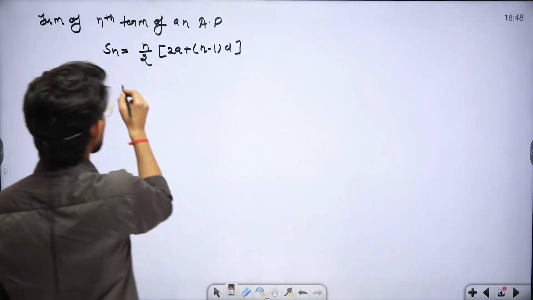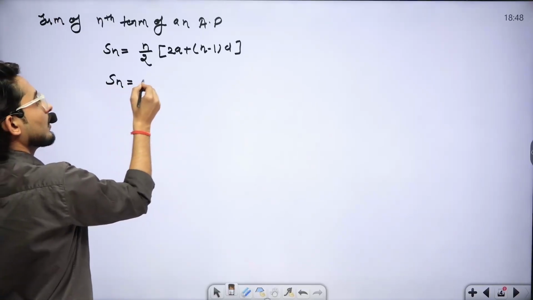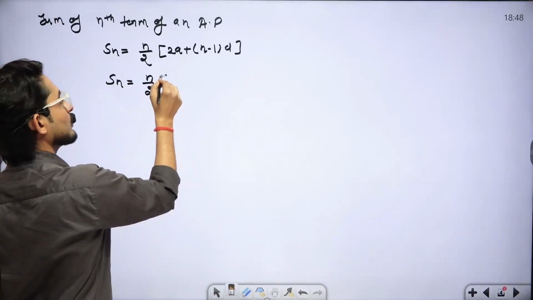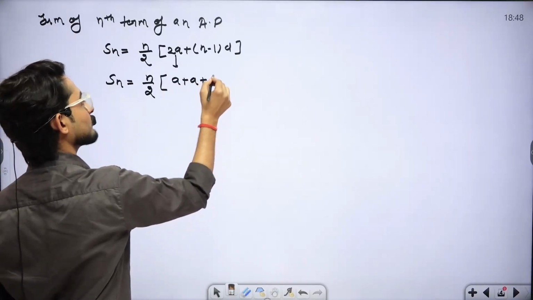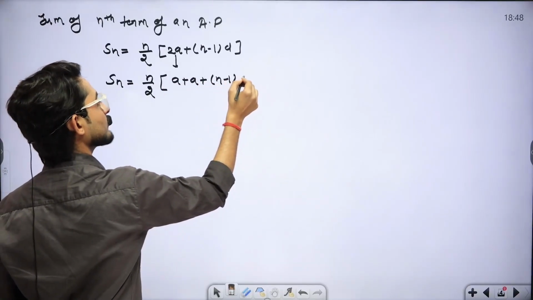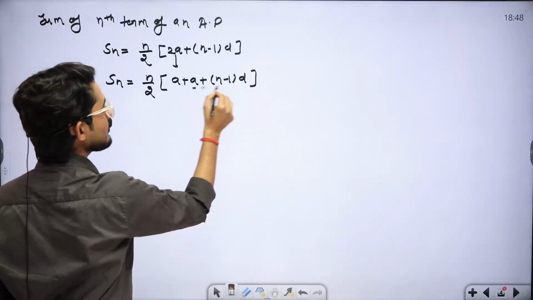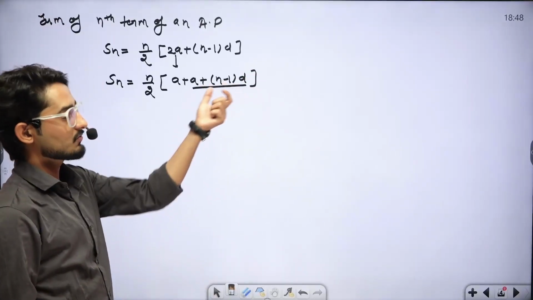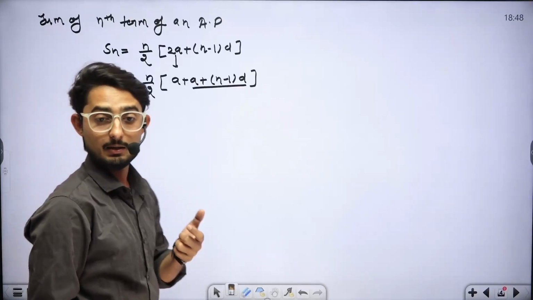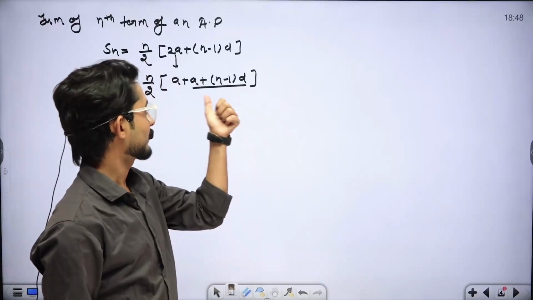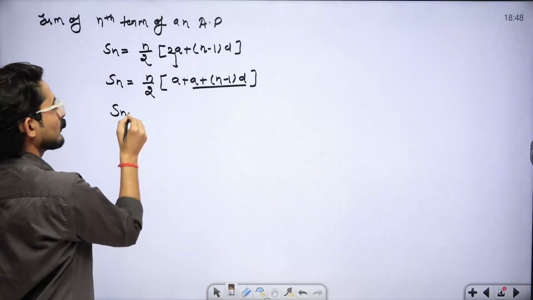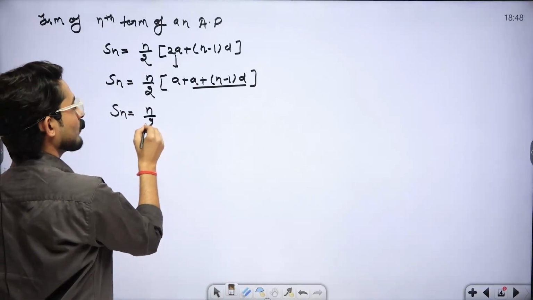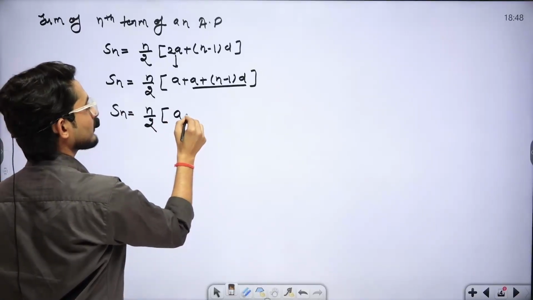You can take Sn equals n by 2 bracket. You can write 2a as a plus a plus n minus 1 into d. As you know, a plus n minus 1 into d is the formula of an. So we write Sn equals n by 2 bracket a plus an.